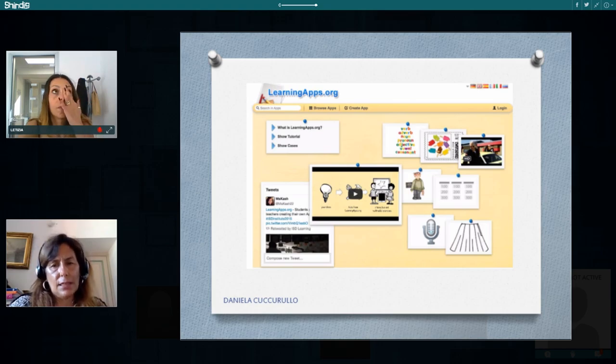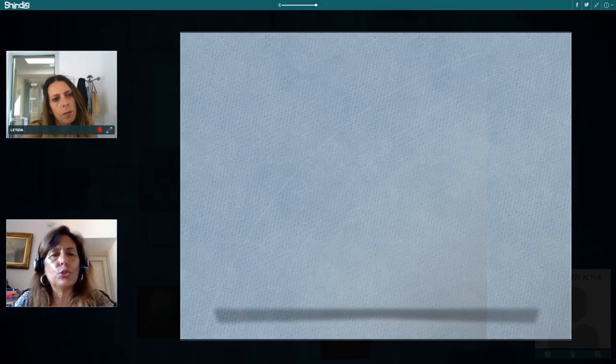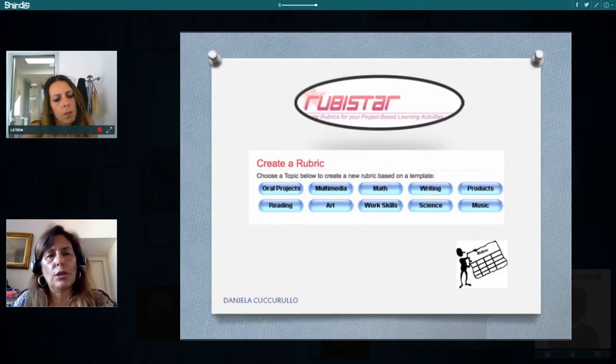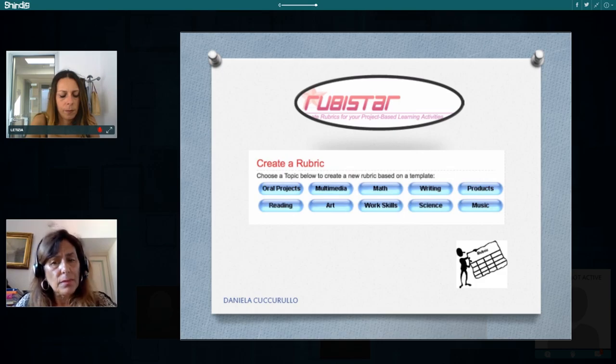Of course, we jump to the next slide. Of course, we have to check and monitor our students' progress, and we can do that best through RubiStar. That is a tool to create a rubric. You can choose the project topic, you can choose the template to create your own rubric, and you can have it done through this very useful website. So, plenty of materials, plenty of ideas.